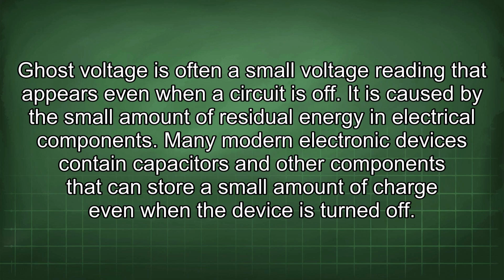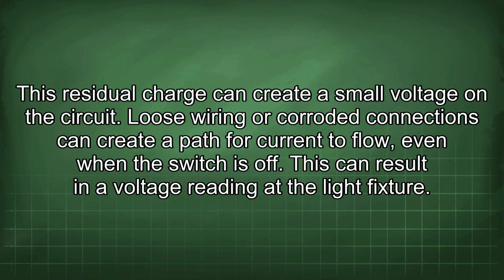Ghost voltage is often a small voltage reading that appears even when a circuit is off. It is caused by the small amount of residual energy in electrical components. Many modern electronic devices contain capacitors and other components that can store a small amount of charge even when the device is turned off. This residual charge can create a small voltage on the circuit. Loose wiring or corroded connections can create a path for current to flow even when the switch is off. This can result in a voltage reading at the light fixture.